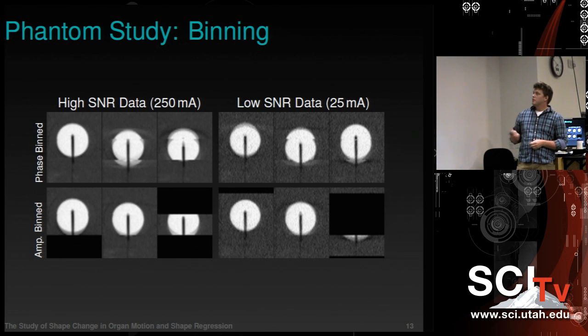Now we turn down the X-ray tube current to 10%, which is kind of not a real practical number to run on real patients. But it's this data that we'll use in our algorithm.